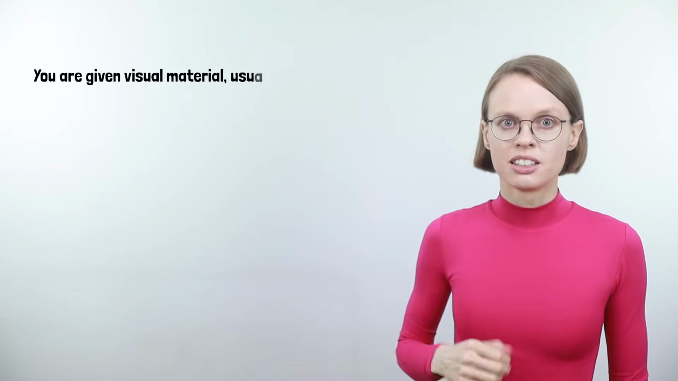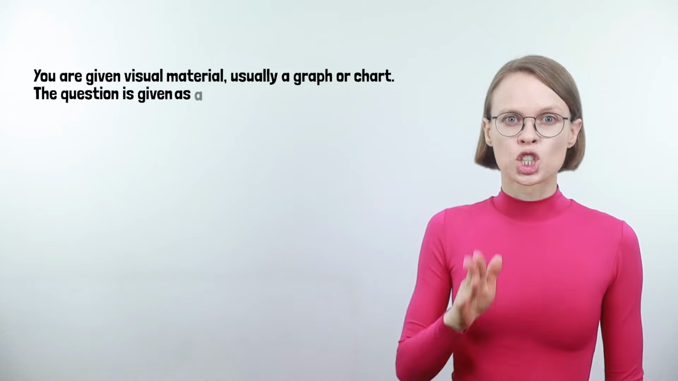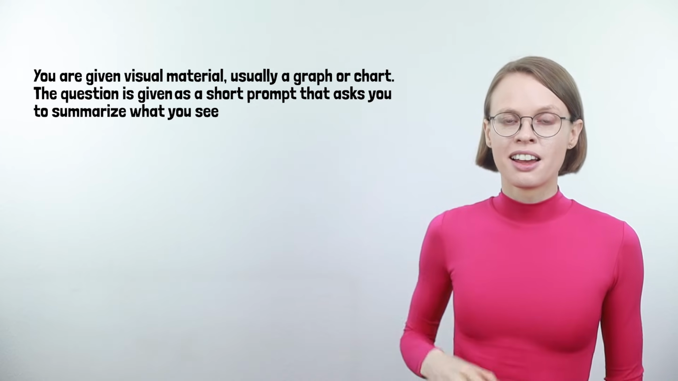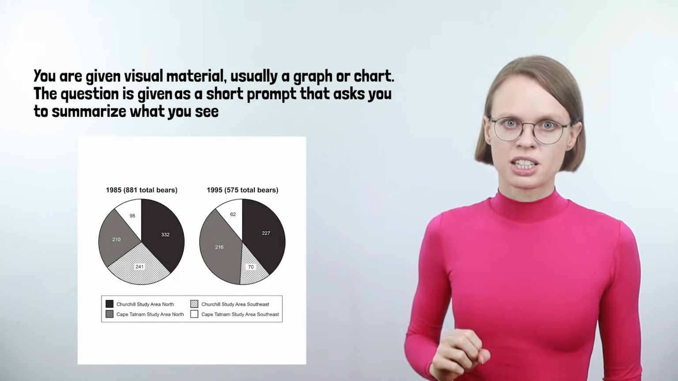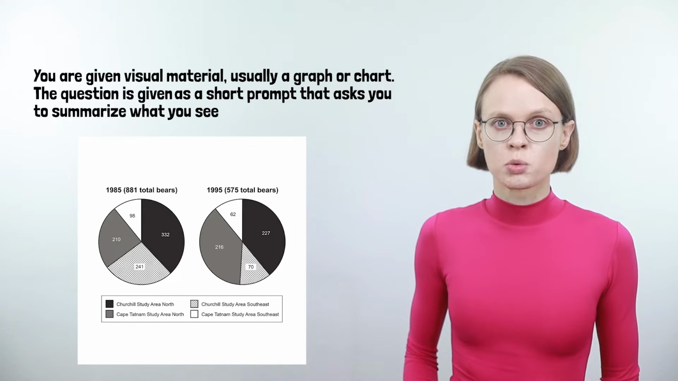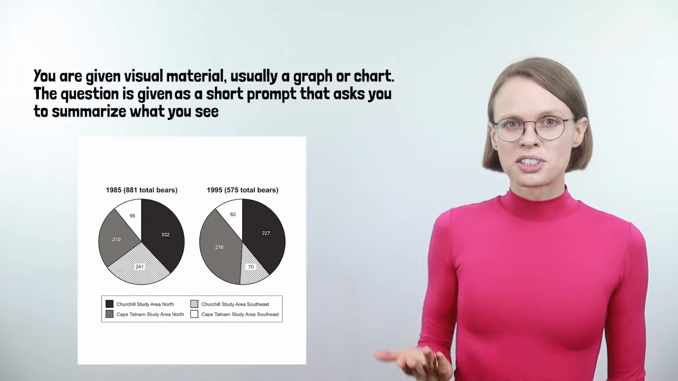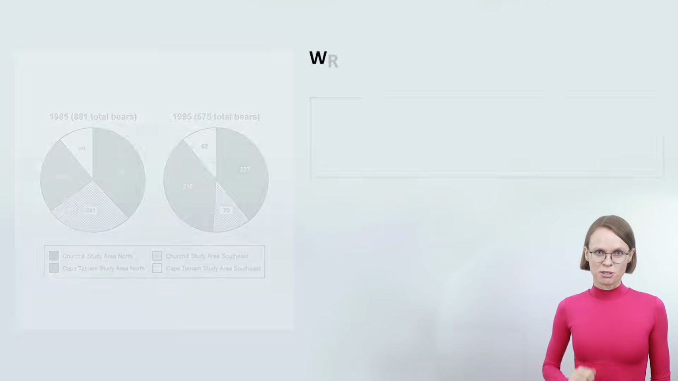The first IELTS writing task is very hard for many students. You're given visual material, usually a graph or chart. The question is given as a short prompt that asks you to summarize what you see. Pie charts are not the most common type of visual material for IELTS Writing Task 1, but they do show up once in a while. Therefore, it's good to become familiar with them. Let's have a look at the question.